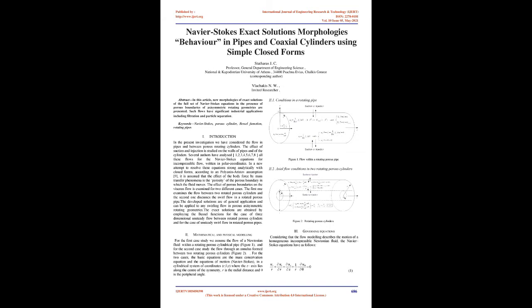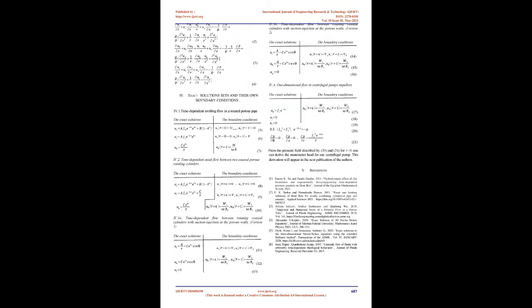Several authors have analyzed all these flows [1-8] for the Navier-Stokes equations for incompressible flow, written in polar coordinates. In a new attempt to resolve these equations analytically with closed forms, according to a Polyanin-Aristov assumption [9], it is assumed that the effect of the body force by mass transfer phenomena is the porosity of the porous boundary in which the fluid moves.